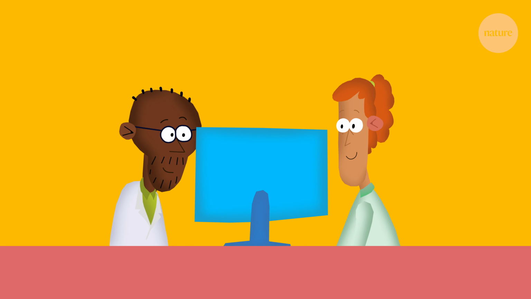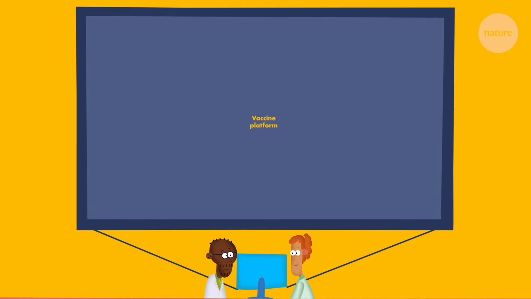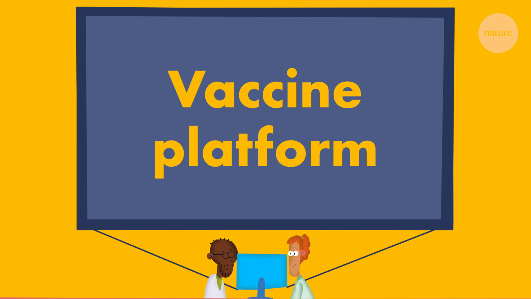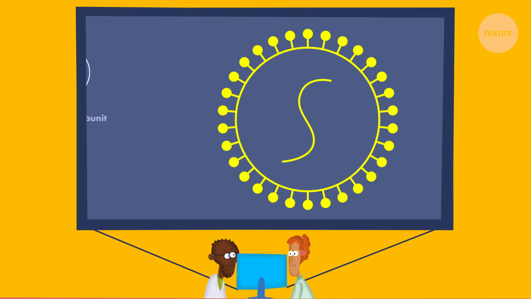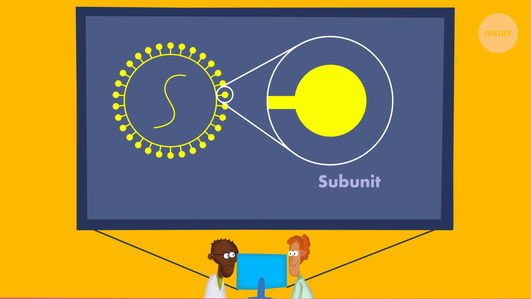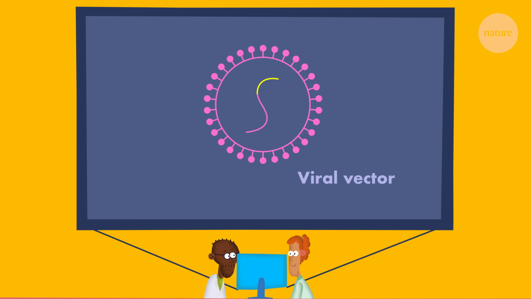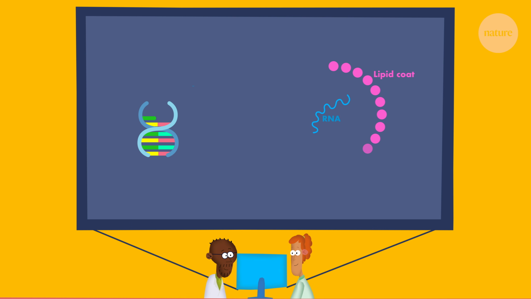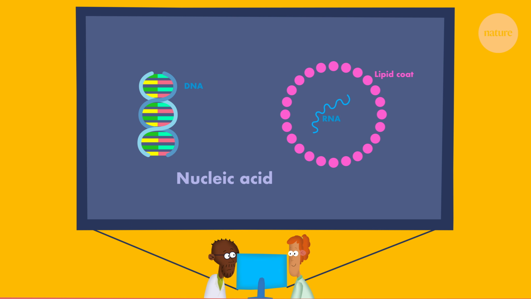Once you have identified the pathogen or antigens, you need to decide how you are going to use them to build a vaccine. This is called the vaccine platform. There are a lot of options here, like subunit vaccines that only use part of the pathogen. There are also newer or more experimental technologies, like viral vector or nucleic acid-based vaccines. But we'll get to these a bit later.